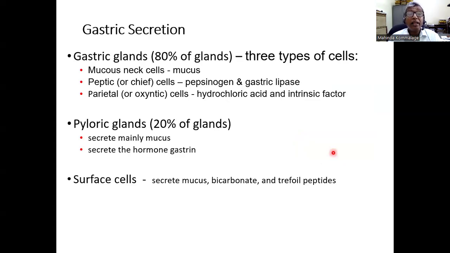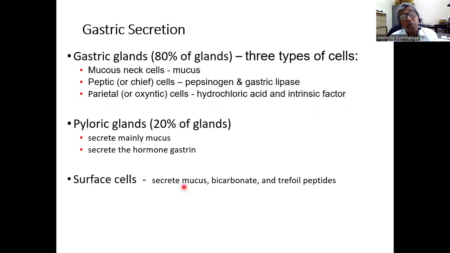Right. So the gastric gland is the main type of gland. 80% of glands are gastric glands. They contain three types of cell. Neck cells mainly secrete mucus, and then peptic cells, which are very important for the production of pepsinogen and gastric lipase. Then parietal cells, oxyntic cells, the cells that produce HCl acid and intrinsic factor. So peptic cells and parietal cells are the two important cells. In histology also you will learn.